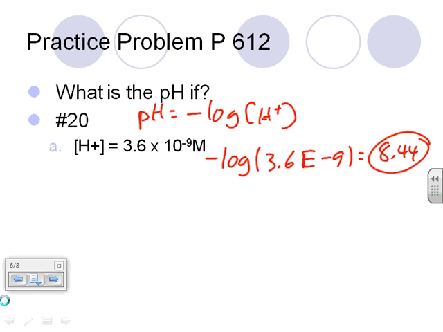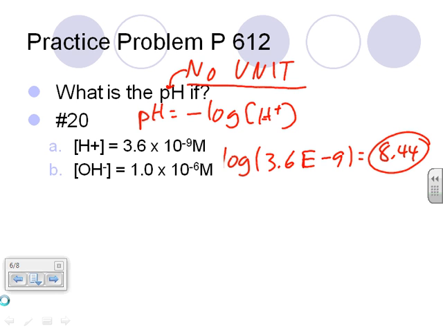One thing about pHs. Some of you will like this. pH has no units. It's one of the very few numbers in chemistry that do not have a unit associated with them. So the answer is just the pH is 8.44. That's it. No units at all. So that's how we do the pH, negative log of the concentration.